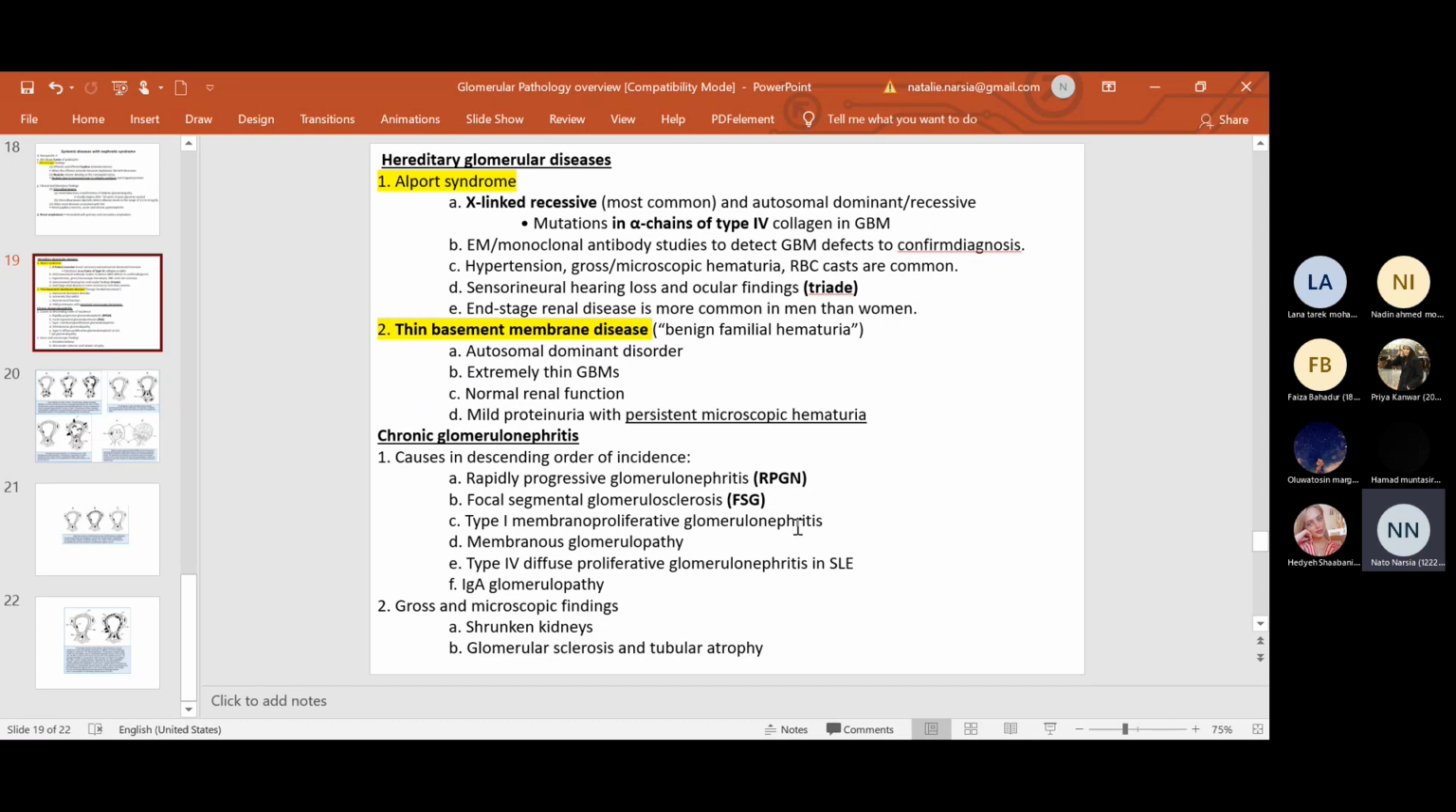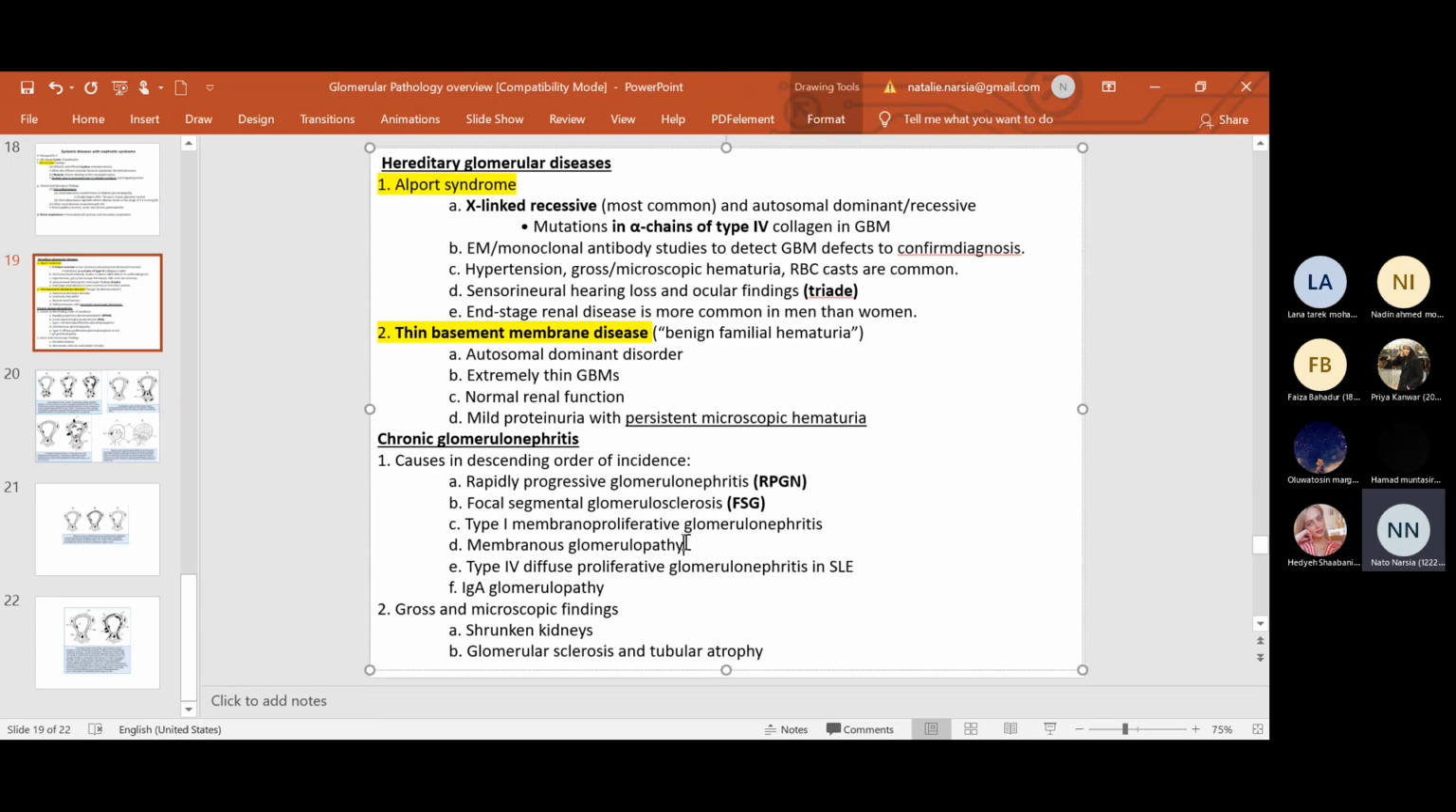Once you treat them with chemotherapy, for example, you have to repeat this treatment once in a while. These people usually live 10, 15, 20 years. They can live with this disorder. They don't recur, but they have this chronic glomerulonephritis. That is important information as well. So the causes: one is focal segmental glomerulosclerosis, type 5 membranous glomerulopathy. Do you remember it was related to lupus? And type 4 diffuse proliferative glomerulonephritis in SLE.